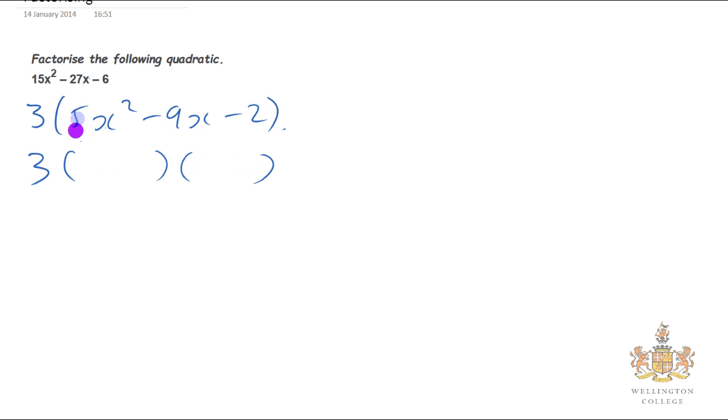Now we need two things that multiply to give us 5x squared. And it's quite clearly 5x and x. There's nothing else you can choose that would multiply to give you that. Now the other numbers in here must multiply to give us minus 2. So we could have minus 1 and 2. We could have 1 and minus 2. And that's pretty much it. So how are we going to put these in? We need to put these in so we can get the minus 9x.